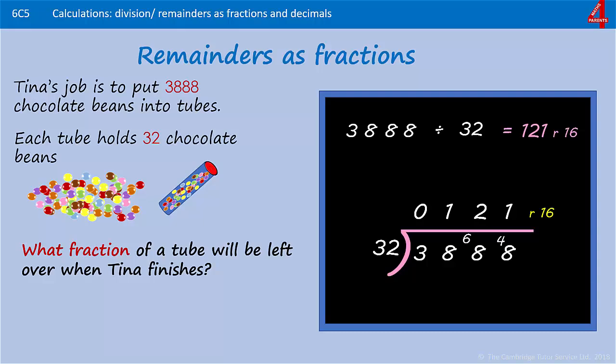So there are 16 chocolate beans left over. What we have to do is find out what fraction of a tube 16 chocolate beans are. So if we have 16 chocolate beans and a tube should hold 32, 16 is half of 32. So we have half a tube of chocolate beans left over.